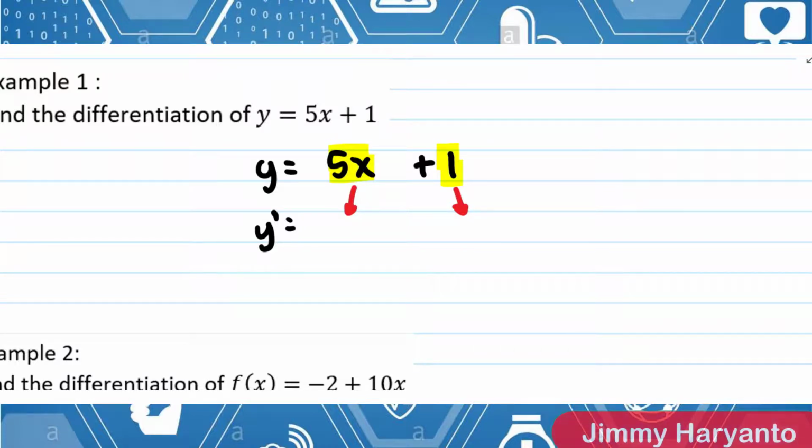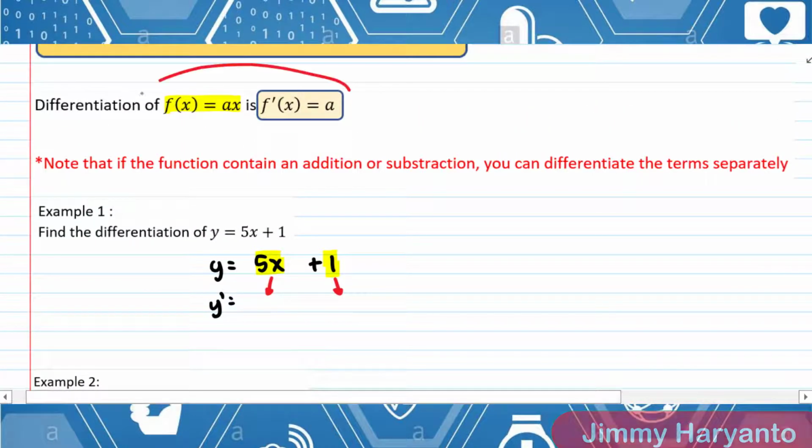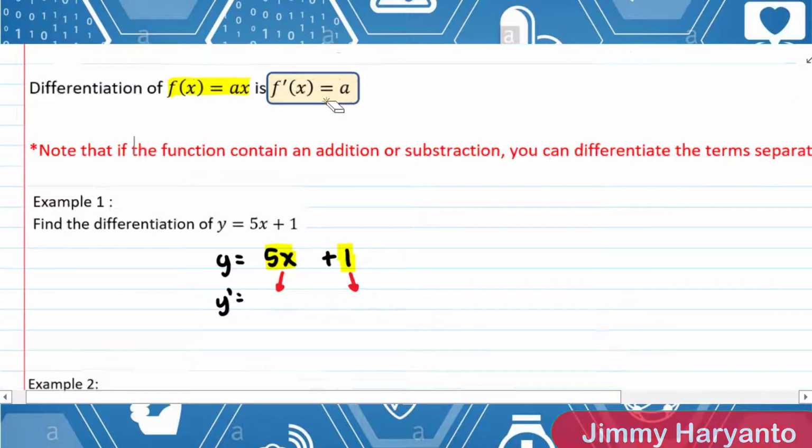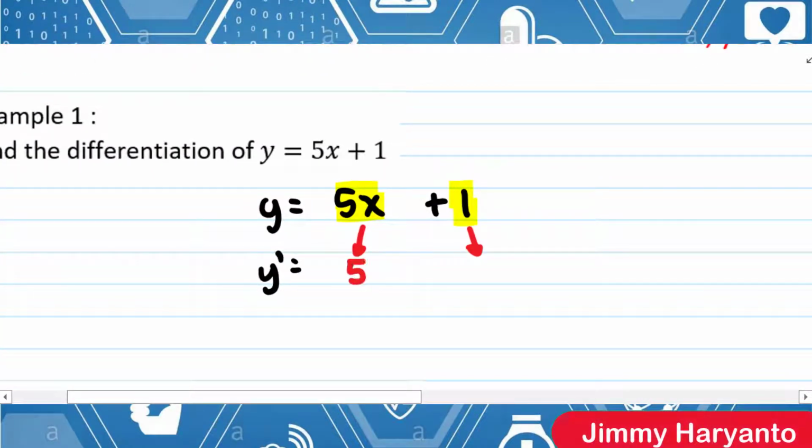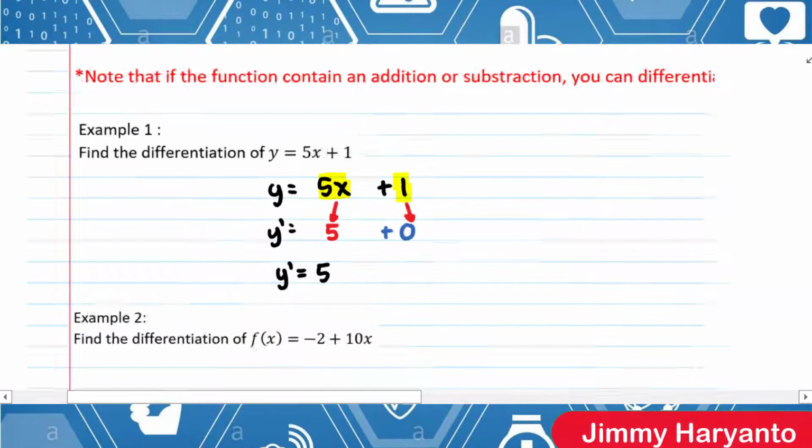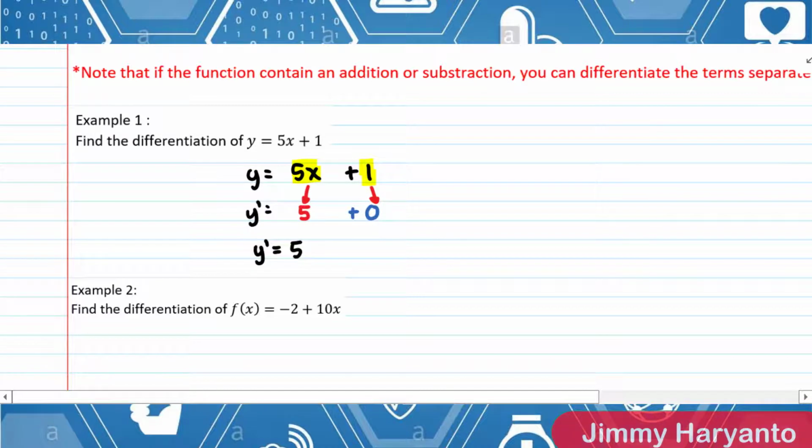So the differentiation of 5x will be using this one, the linear form. It will give us only 5. And then the differentiation of 1 is a constant. A constant will give us 0. So the result for y prime will be 5. So this is the differentiation for example 1.